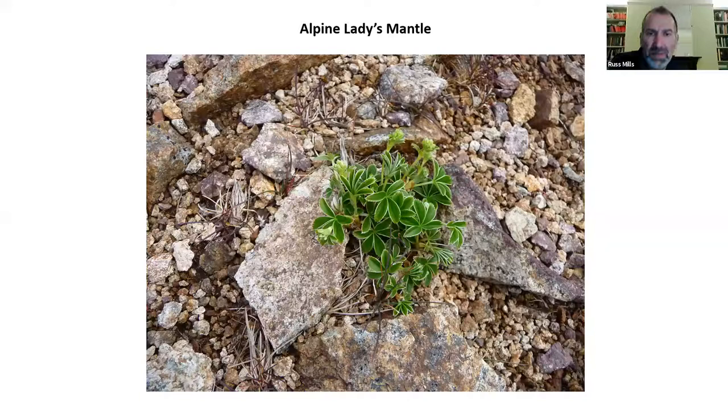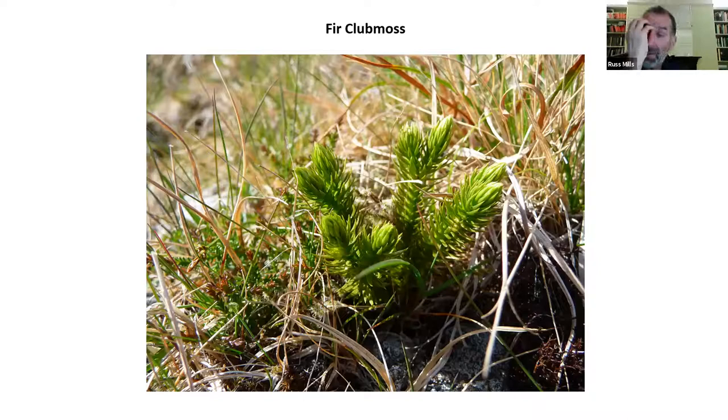And you'll also see club mosses as you get higher up into this zone. Club mosses come into their own. This is fir club moss. It's the most common one we'll find in Ireland. And club mosses are a very ancient group of plants that go way back several hundreds of millions of years into the Carboniferous period, when they were one of the dominant tree species on the planet. And back then they were forming forests of 30 meter high trees.